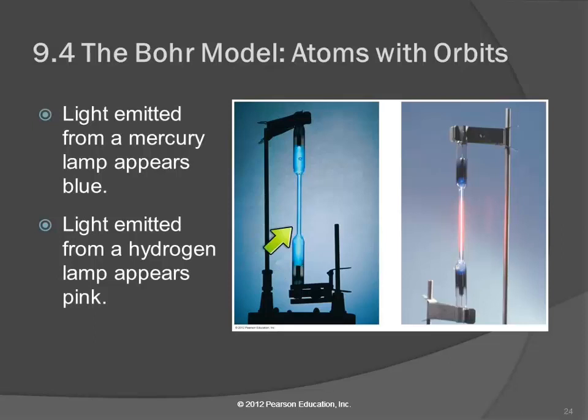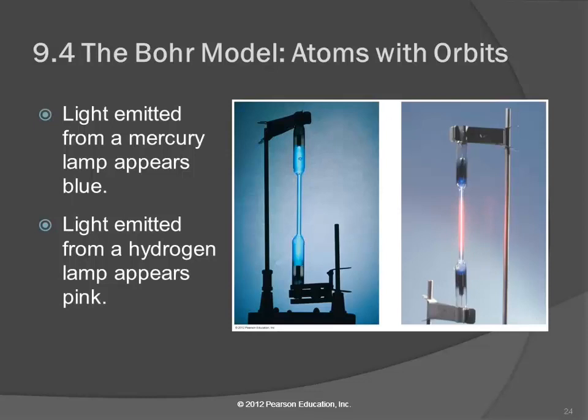This is a mercury lamp. This is a glass tube, and it's got mercury gas inside of it. We pass electricity through it, and it glows blue. Over here, this is a hydrogen lamp. Glass tube with hydrogen gas in it, pass electricity through it, and it glows pink.